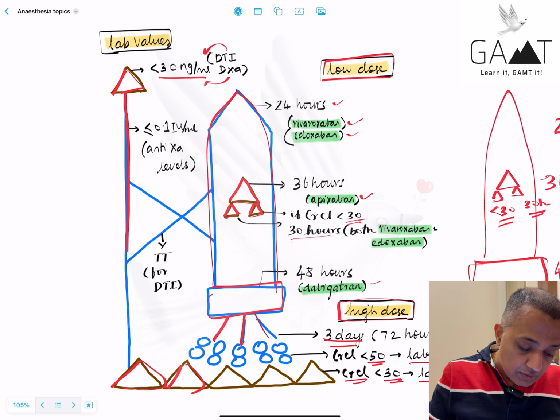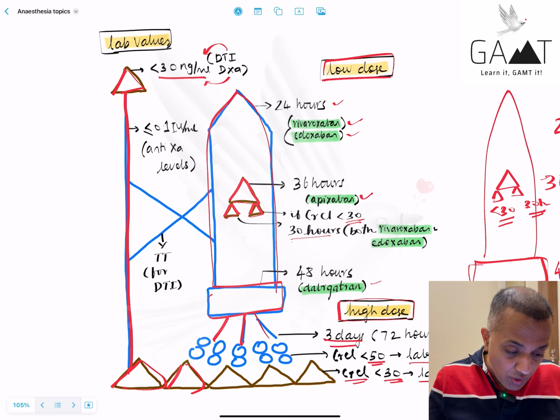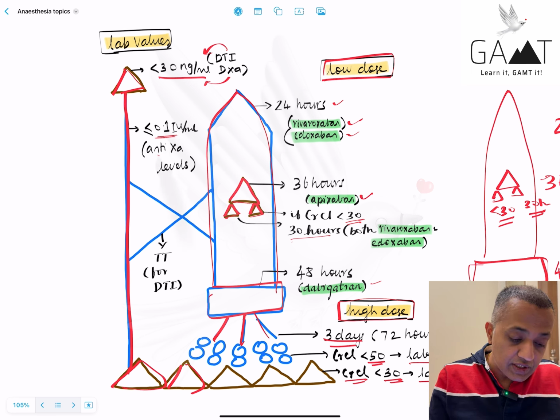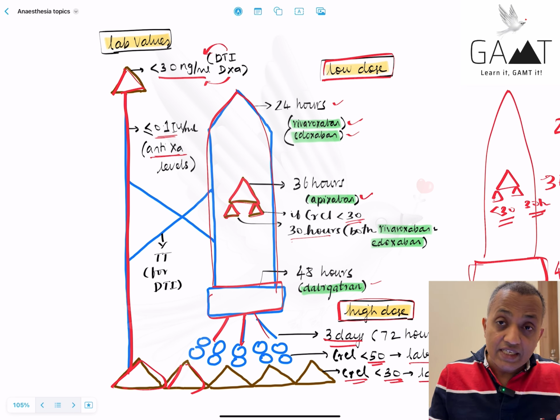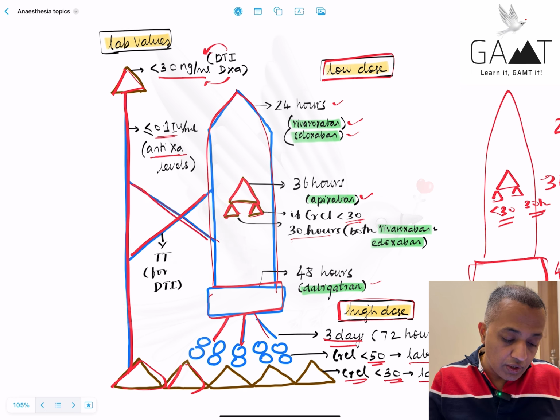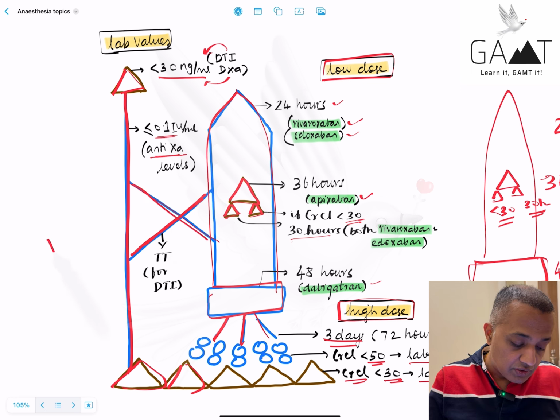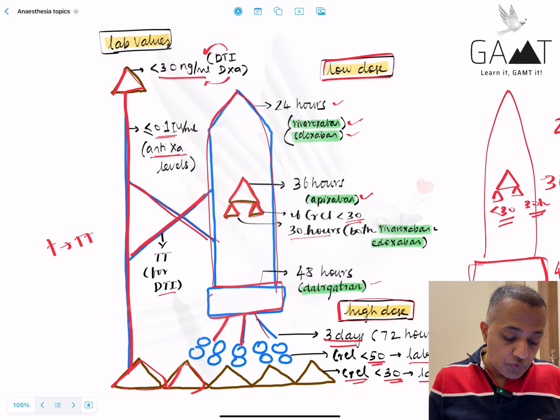Okay, stand here. This is number 1, so that's 0.1 international units. That's anti-10A levels. So 0.1 international units per ml. So anti-10A levels should be less than 0.1 international units per ml. This is for direct 10A inhibitors. Okay, this that holds the rocket to the rocket launching pad stands for letter T. And that stands for thrombin time. Okay, so that is used for direct thrombin inhibitors.